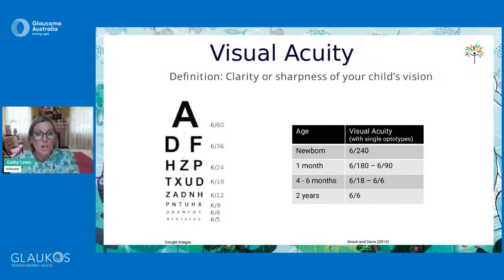And this means the child was sitting 6 meters from the chart, but could only read the line you should be able to see from 60 meters away. So 6/60 is very poor vision. Now, ideally, we want the vision to develop to 6/6, as this means sitting at 6 meters from the chart, the child could read the line you should be able to see from 6 meters away.